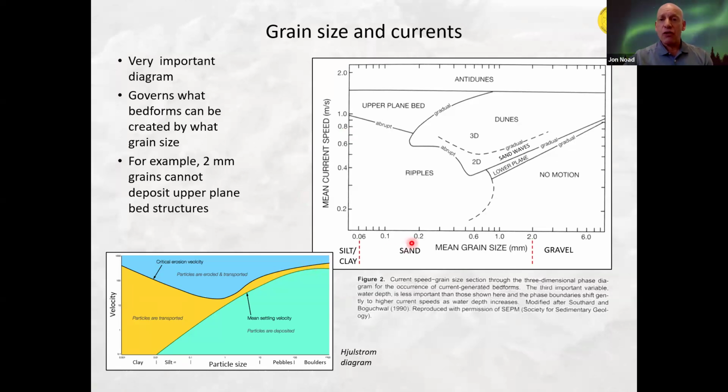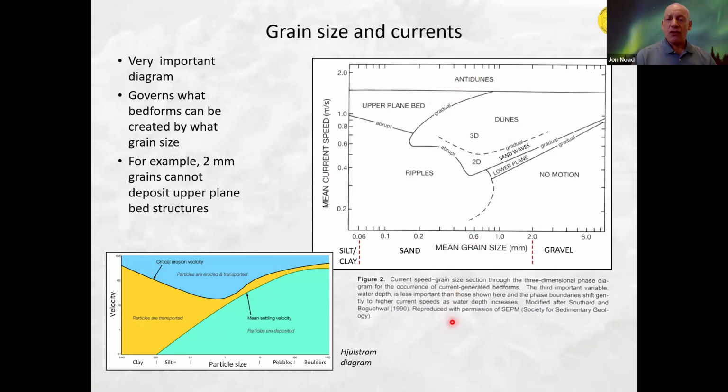And then the diagram at the top right here, that diagram shows the kind of structures that you can expect. So if you have slow moving currents, so once again, we've got current speed on the left here. Slow moving currents, we get ripples with fine grained sediments, and then we get no motion at all with coarser grained sediments. And then as you speed up your currents, you'll see that we create sand waves, dunes, upper plane bed flow, and then finally up into anti-dunes here.